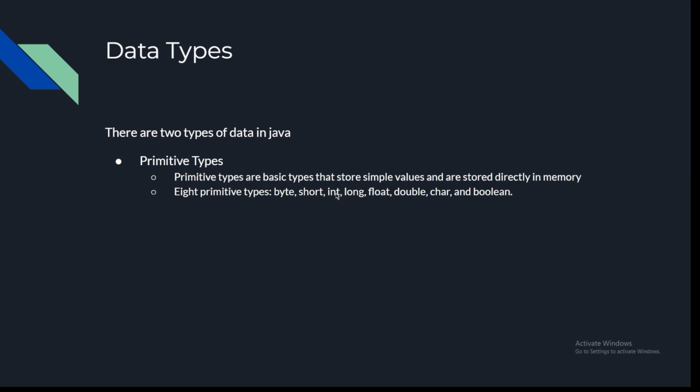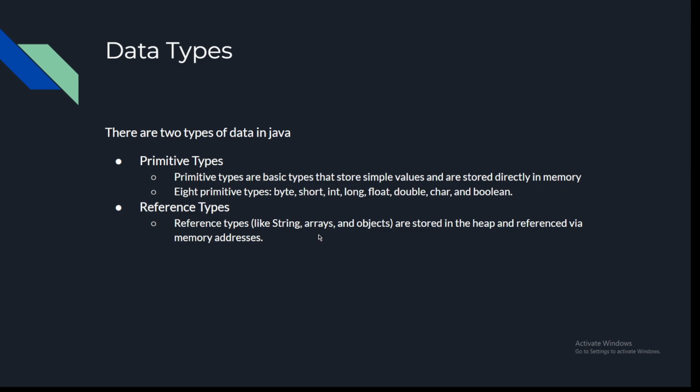So integer is a number. The double is a number with decimal points, and Boolean is a true or false value. Then we have the reference types. And these are types like string, arrays, and objects. They're stored in the heap, is what it's called. So anytime you reference an object, it's stored in the heap, and as soon as it's not referenced, then the garbage collector in Java will remove it.